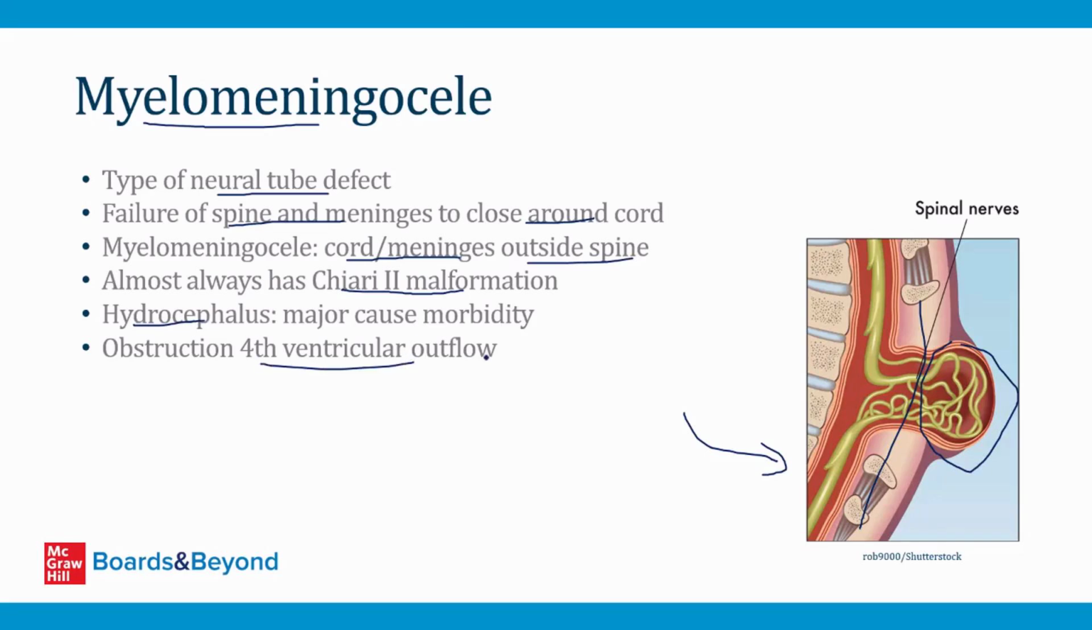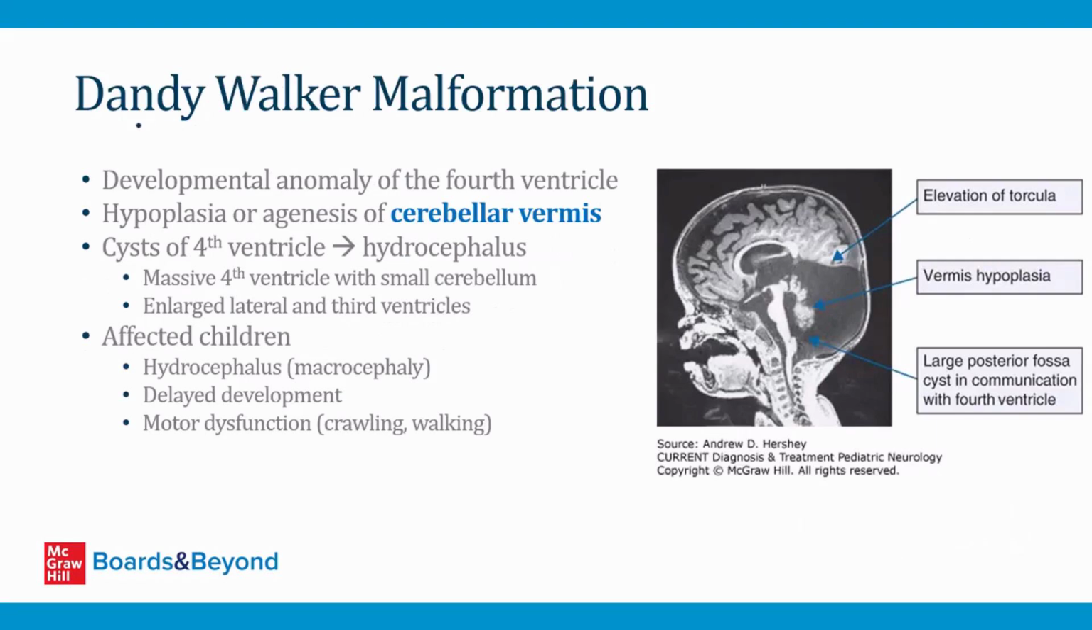And then our final cause of non-communicating hydrocephalus is a Dandy-Walker malformation. This is another congenital malformation. It's a developmental anomaly of the fourth ventricle. In this condition, there's hypoplasia or agenesis of the cerebellar vermis, and there are also cysts of the fourth ventricle, and those cysts lead to hydrocephalus.